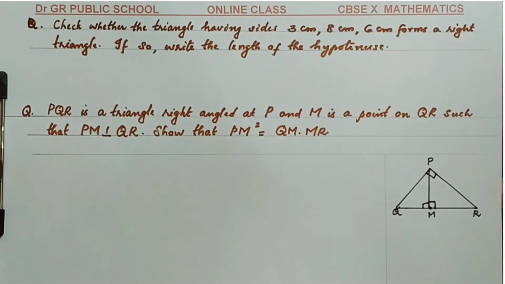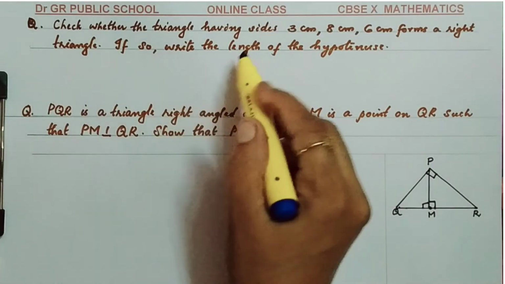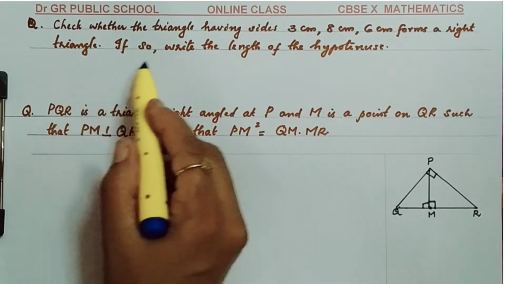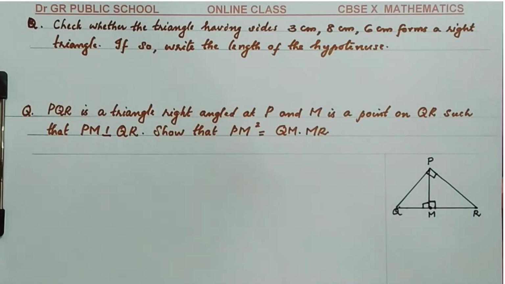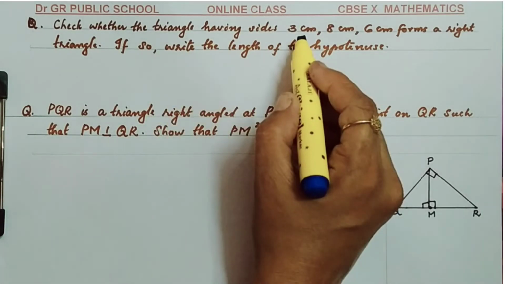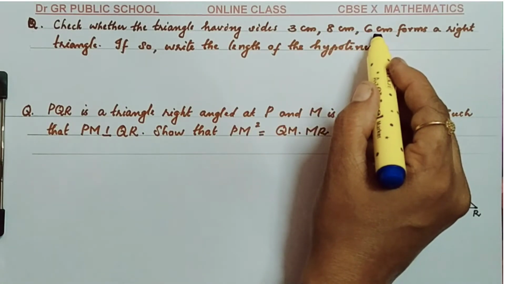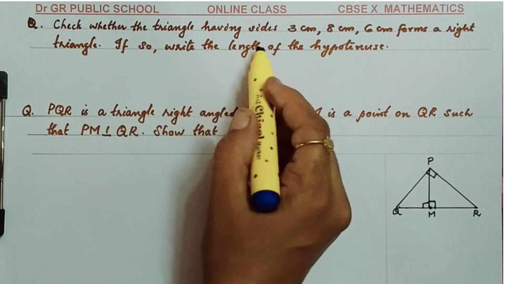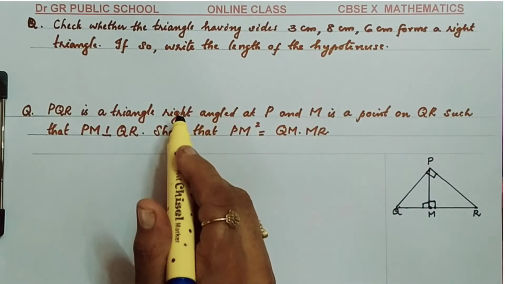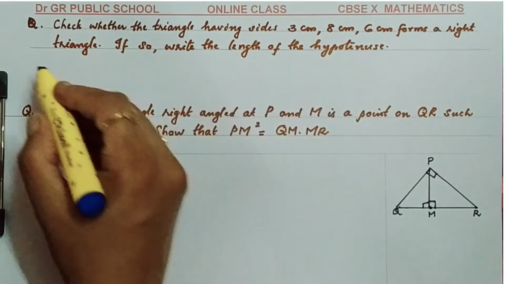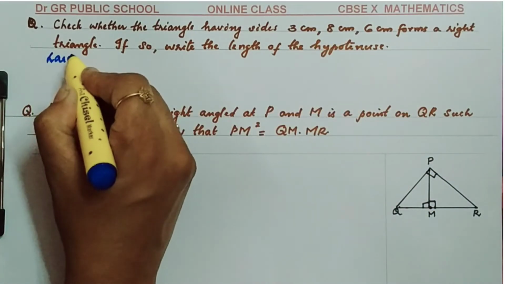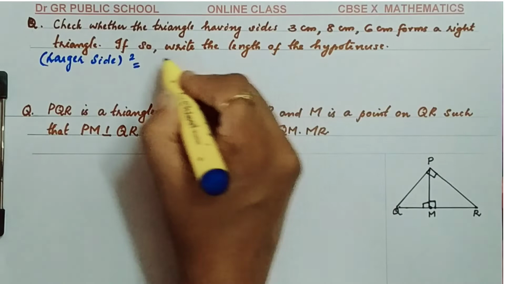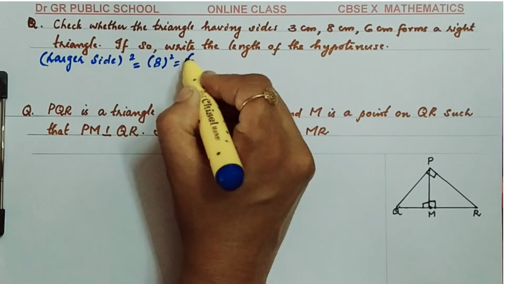Come to the problem. Check whether the triangle having sides 3 cm, 8 cm and 6 cm forms a right triangle. If so, write the length of the hypotenuse. You are given a triangle having sides 3 cm, 8 cm and 6 cm. You need to check whether this triangle forms a right triangle. Okay, we can check. Which is the larger side here? The larger side squared equals 8 square, which is 64.